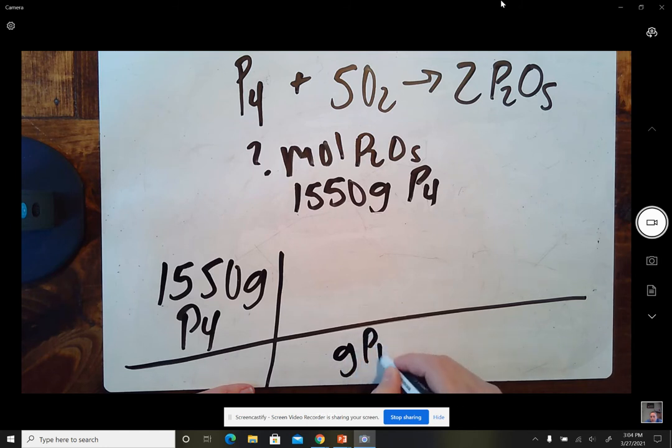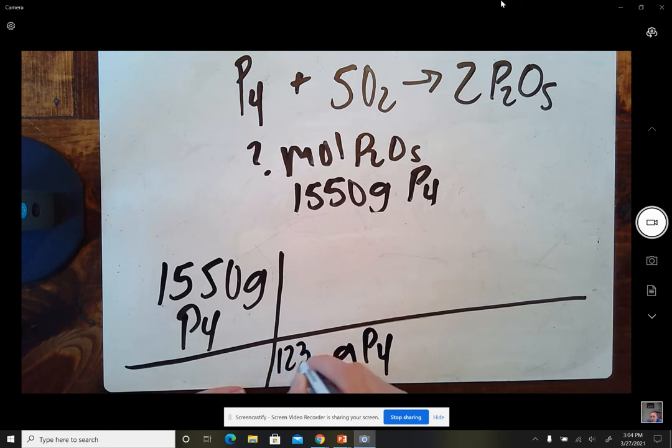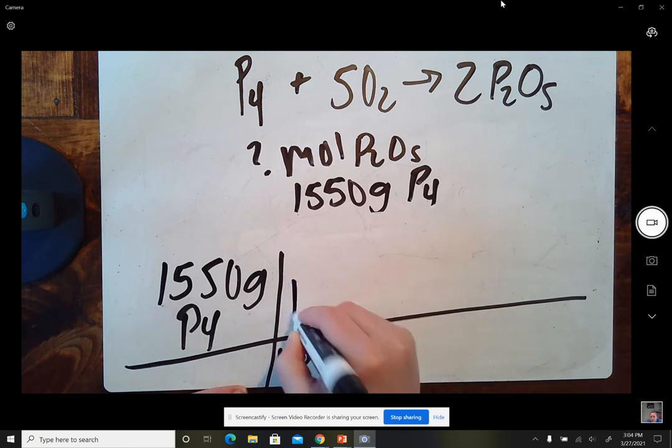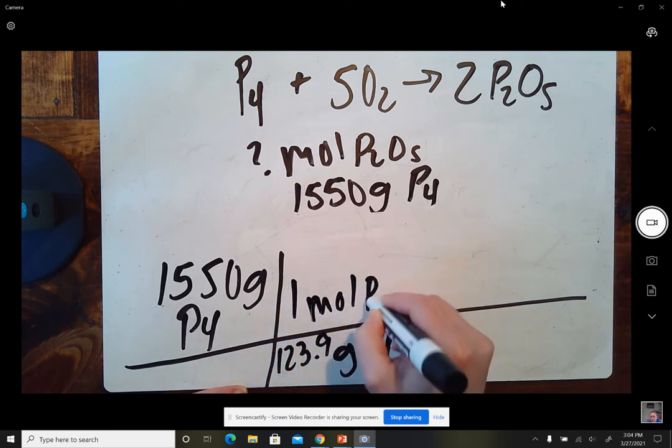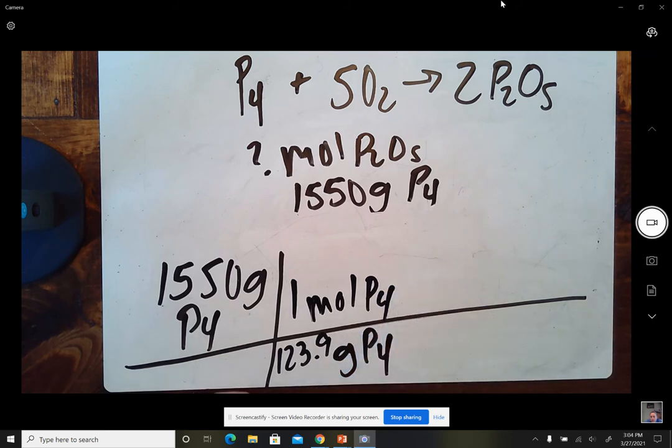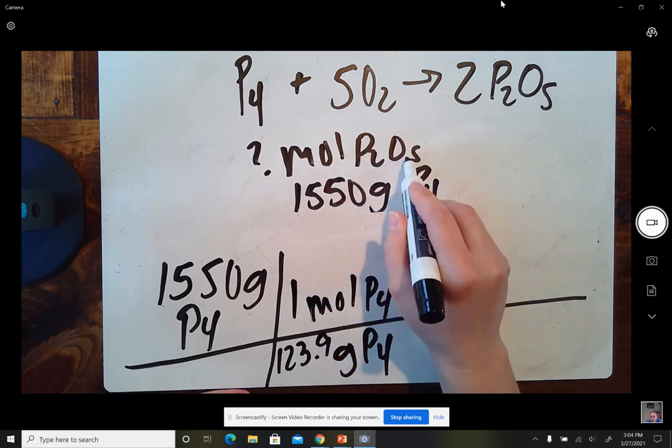Well, I need to put grams of phosphorus here. And I do my calculations and I figure out that this is 123.9 grams because I take the mass of phosphorus times 4. And we know that the molar mass of the compound is equal to 1 mole of that compound. Great. Now I'm in moles of phosphorus. They don't want moles of phosphorus. They want moles of P2O5.